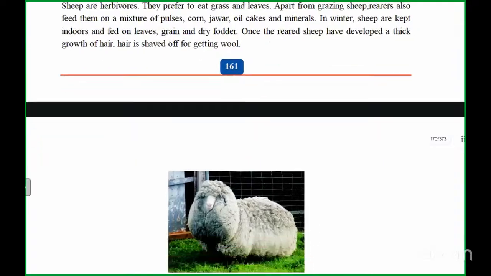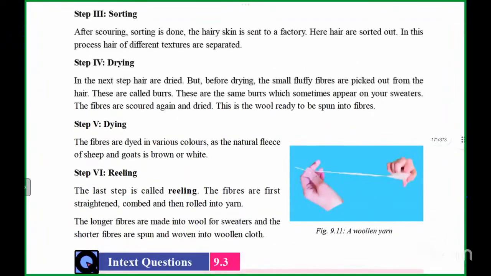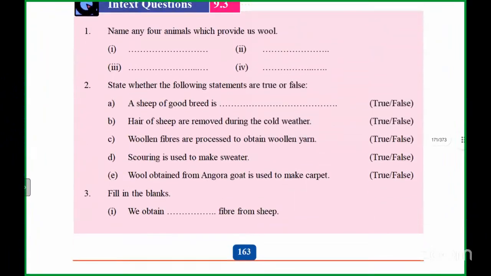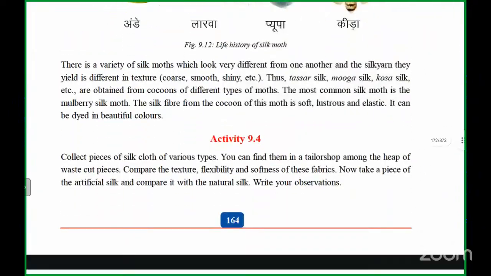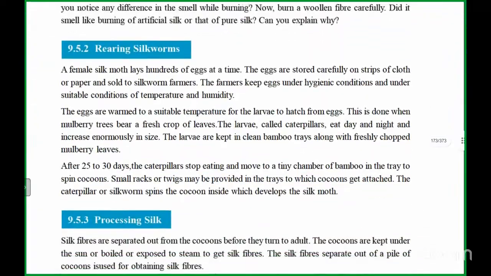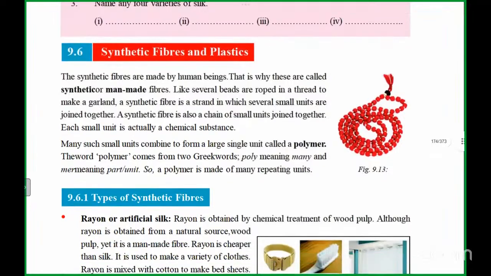Then the rearing process, the process of converting fibers into wool. Every method individually, and the process also. 9.3 questions you have to prepare. Silk: the life history of the silk moth. How is silk rearing done? Rearing silk moth and processing silk, how is it done? 9.4 you have to do.